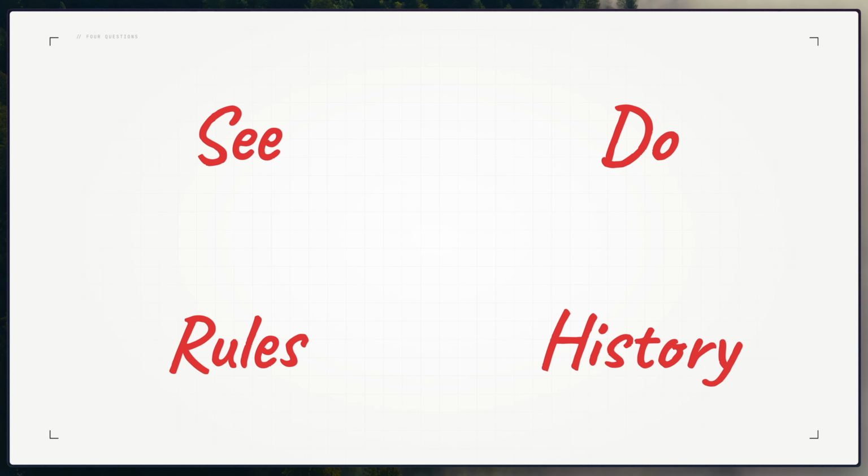So before you build your next AI feature, or you look back at the one that you just shipped, ask those four questions. What can my agent see right now? What can it actually do? What rules does it need to know? And what history does it have access to? Answer those four well and you will build AI features that users actually want to come back to.